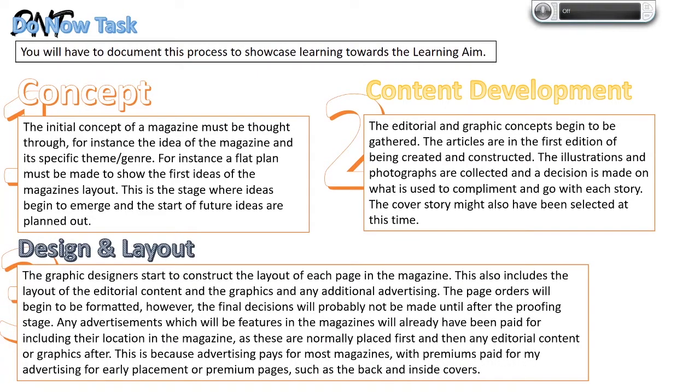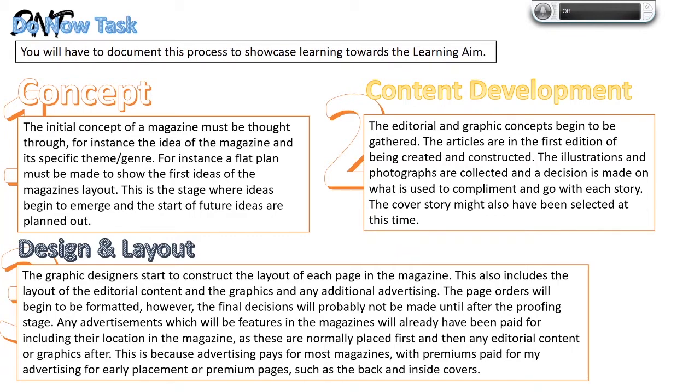Then it's on to stage 3, which is design and layout. The graphic designers start to construct the layout of each of the pages of the magazine. This also includes putting editorial and layout together with regards to graphics, any additional advertising that is needed, and then essentially a page order will be formatted to inform the contents page and make sure that's up to scratch.